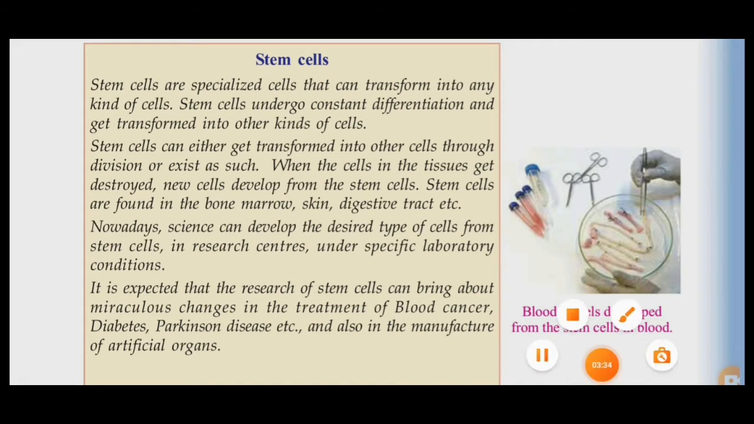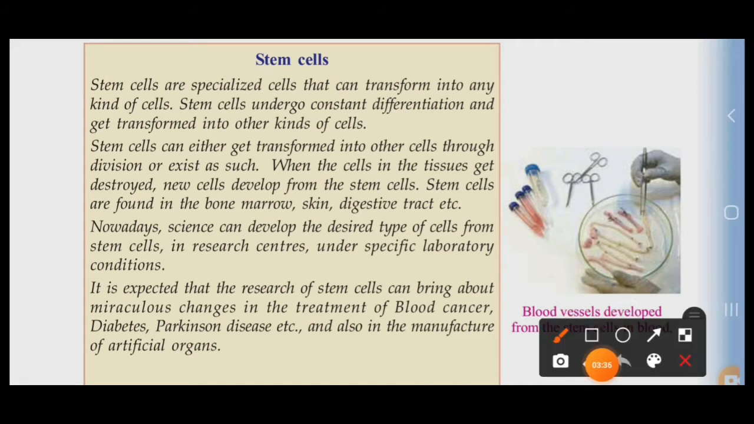One more time, you want to note these points. This is a very important point. Stem cell research brings miraculous changes in the treatment of blood cancer. By stem cells, blood cancer can be treated. Diabetes, then Parkinson disease, that is a nervous disease that is coming in the 10th standard. Anyhow, it is a disease affecting the brain and nervous system, that you remember like that, and also it helps in the manufacture of artificial organs. In this area, it is functioning.